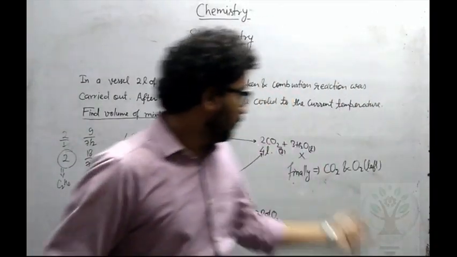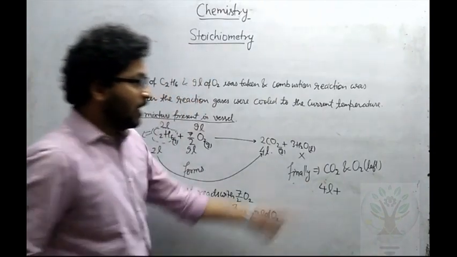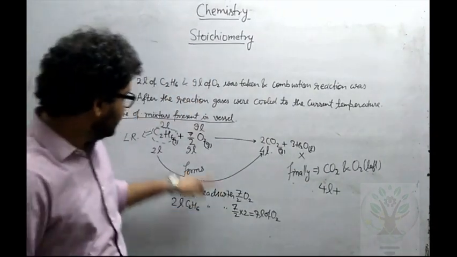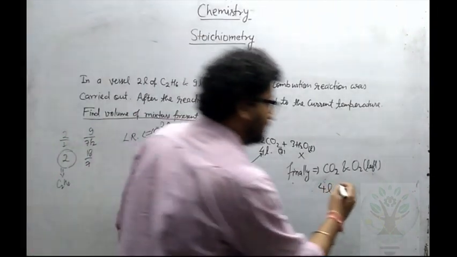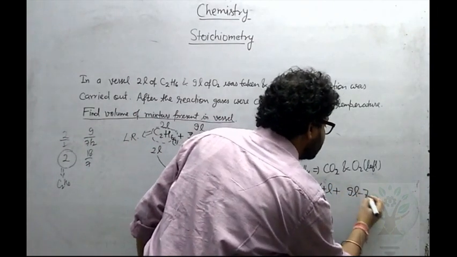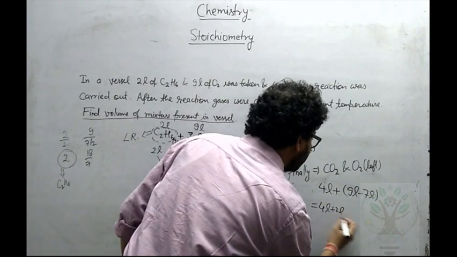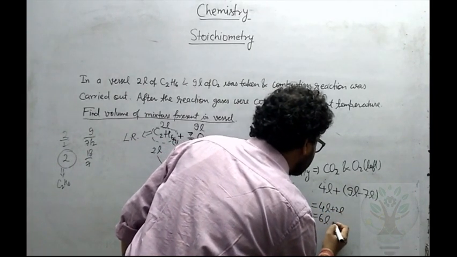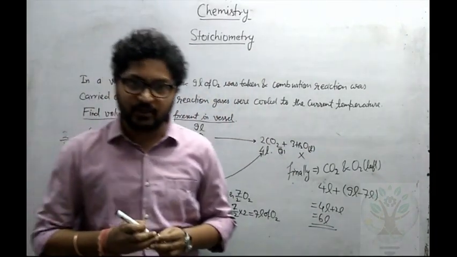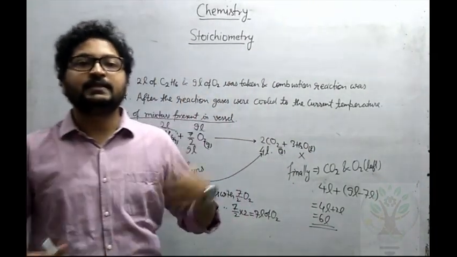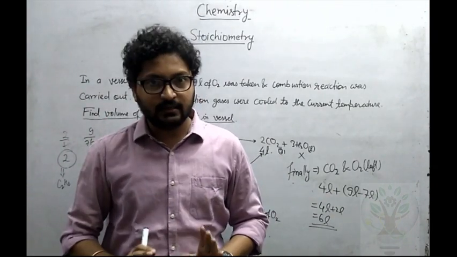Okay. Now how much volume of CO2 have we formed? 4 liter. Plus, how much volume of O2 is left? See, we took how much volume? 9 liter. How much reacted? 7 liter. So how much is left? 9 liter minus 7 liter. That means 4 liter plus 2 liter, that is 6 liter, will be the final volume of our mixture. It will include CO2 as well as the left-over O2. Is this clear to us?